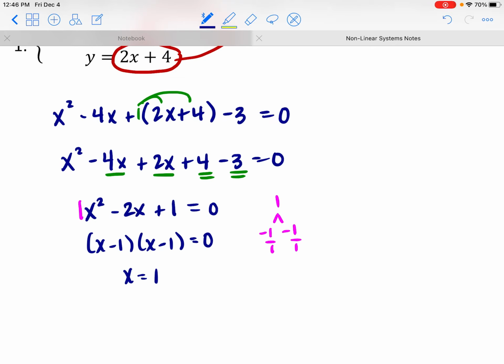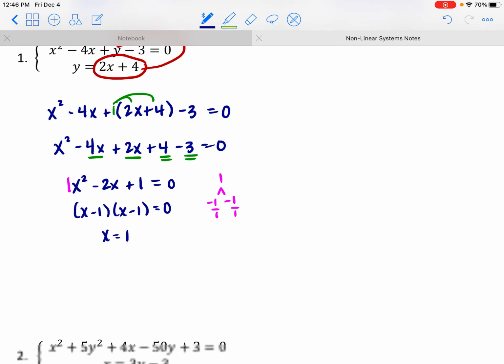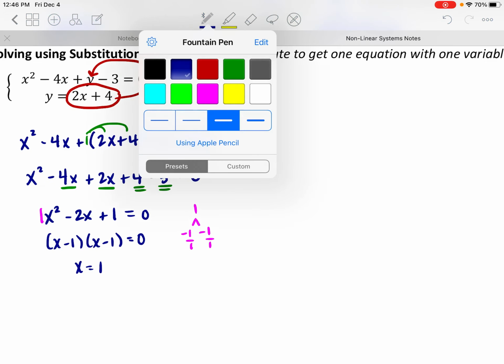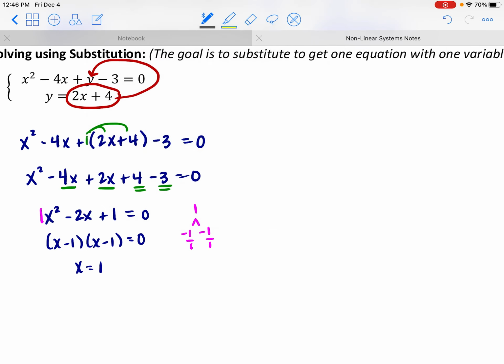Now remember, that's just one part of our answer. We have to figure out the y value that goes with that x value. So once we find our y value, we've got to plug it back in. So plugging back in, let's see, I've used all my colors. So I'm going to plug this back in. I guess I can use gray. So now x equals 1. It doesn't matter which equation we plug back into, although it would be very easy to plug into the second one to solve for y.